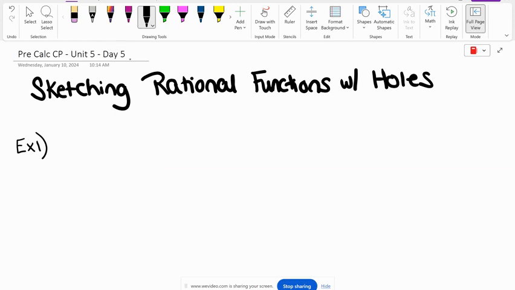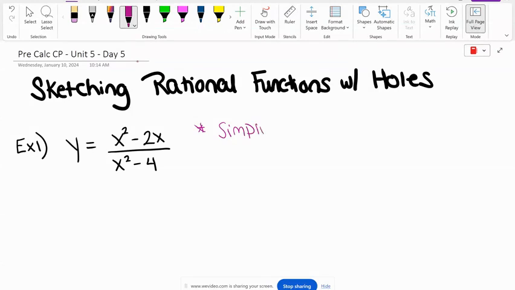It's all right. So let's look at what we have. Let's say we have y equals x squared minus 2x over x squared minus 4. We are going to simplify if possible.